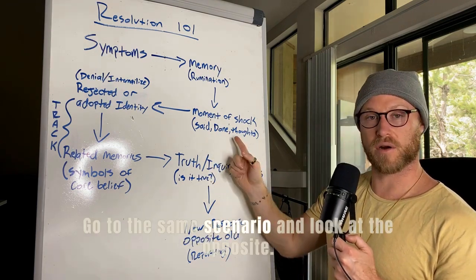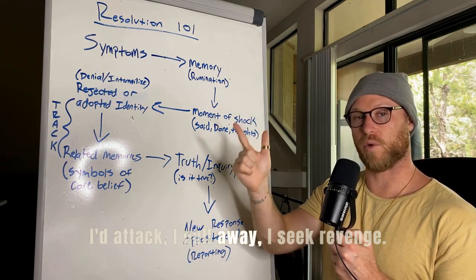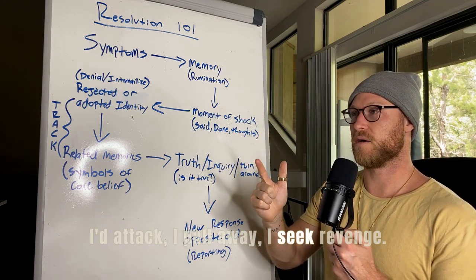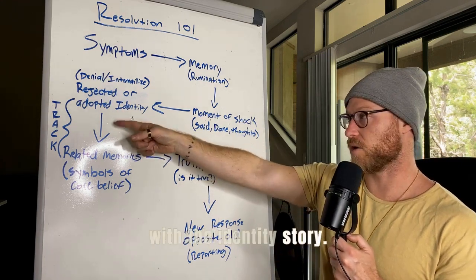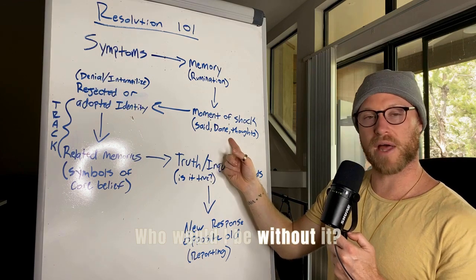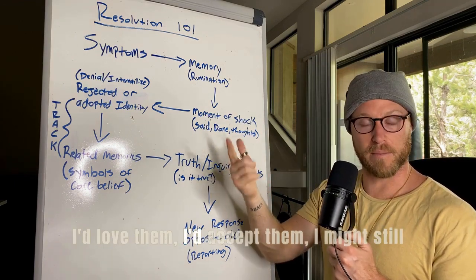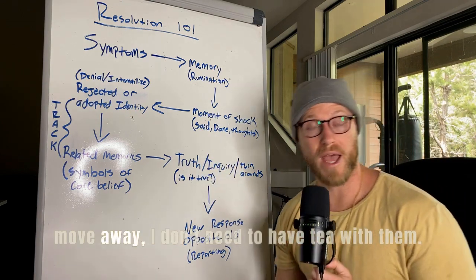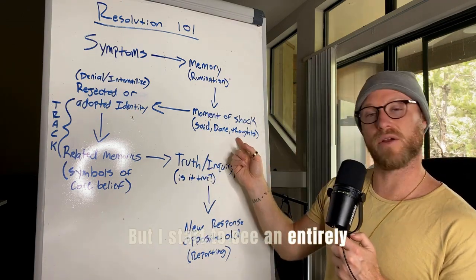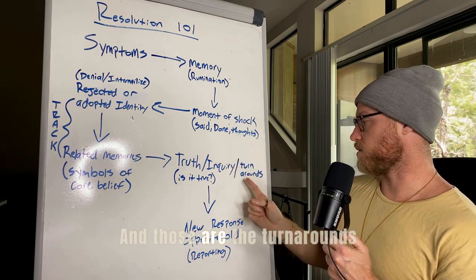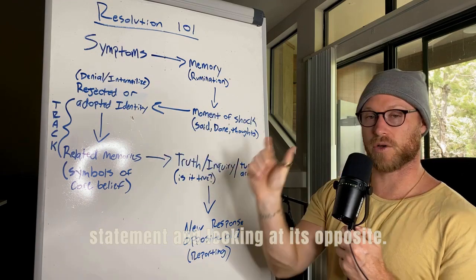Go to the same scenario and look at the opposite. I'd attack. I pull away. I seek revenge. We look at all the things that we do with the identity story. Who would I be without it? Well, I'd have compassion for the person. I'd love them. I'd accept them. I might still move away. I don't need to have tea with them. But I start to see an entirely different life play out. And those are the turnarounds, which is essentially taking that identity statement and looking at its opposite.